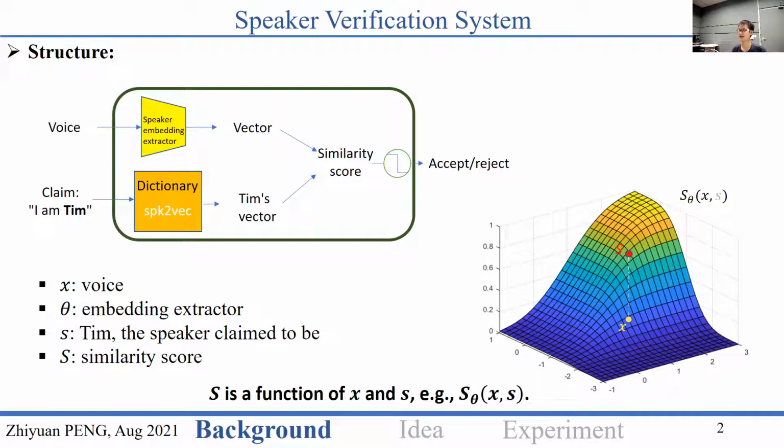We can find that the similarity score, the capital S, is a function with two inputs, X and the small s. If we ignore the small s, we can see that for each input voice X, we have a corresponding score, capital S.